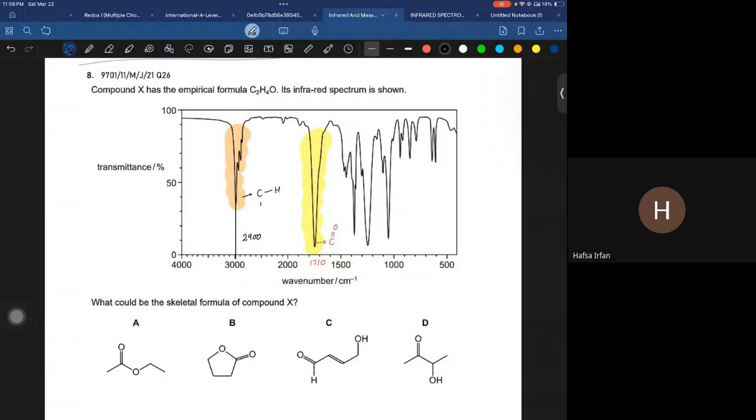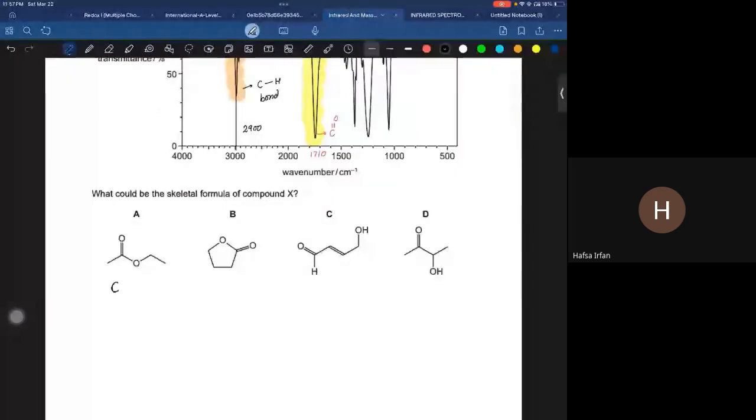When you have a peak at 1710, it relates to an ester. So of course, option A and option B may be correct because they both are esters. Options C and D are completely wrong. Option D is ketone and alcohol. No. Option C is alcohol and aldehyde. No. Options B and A are for ester.